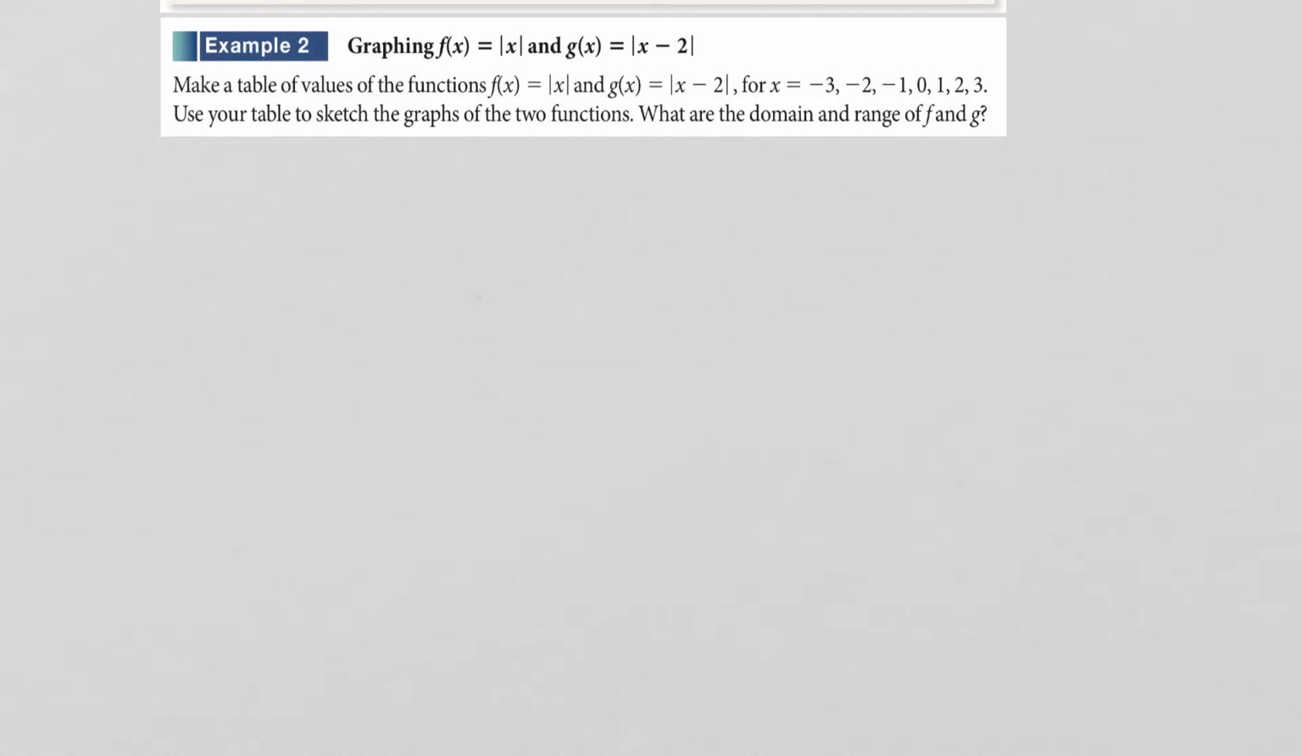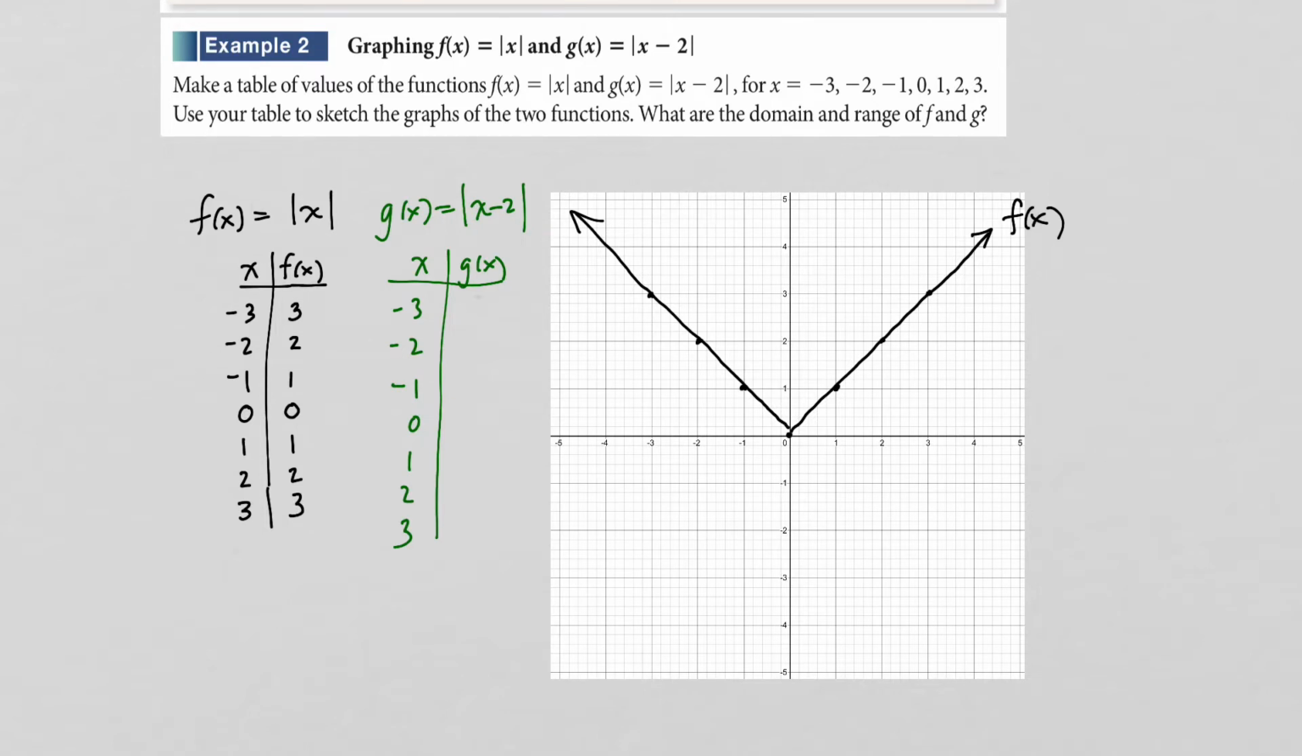So here we would like to graph the function f of x equals the absolute value of x, and then g of x equals the absolute value of x minus 2. Now, I'm not going to do all the work here since we did most of the work on the previous page, so I'm going to import that work here. So here is the graph of f of x equals the absolute value of x. And now let's graph g of x equals the absolute value of x minus 2.